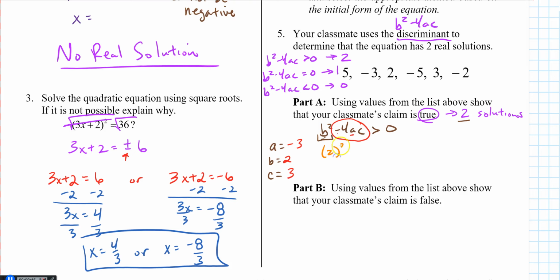it's going to be 2 squared minus 4 times -3 times +3. 2 squared is 4, and then -4 times -3 is +12. Times 3 is +36, which is exactly what I was looking for. Now I have two positive values, which gives me 40, and 40 is greater than 0, so we get our two real solutions.